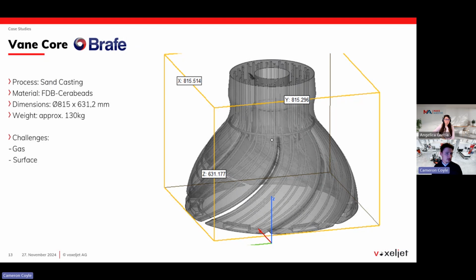Gassing because the core is surrounded by such a huge amount of metal. The patterns and the molds for these parts are, of course, a lot larger than the core. And the surface because there was so much temperature in that mold that they wanted to avoid the sand burning to that surface.